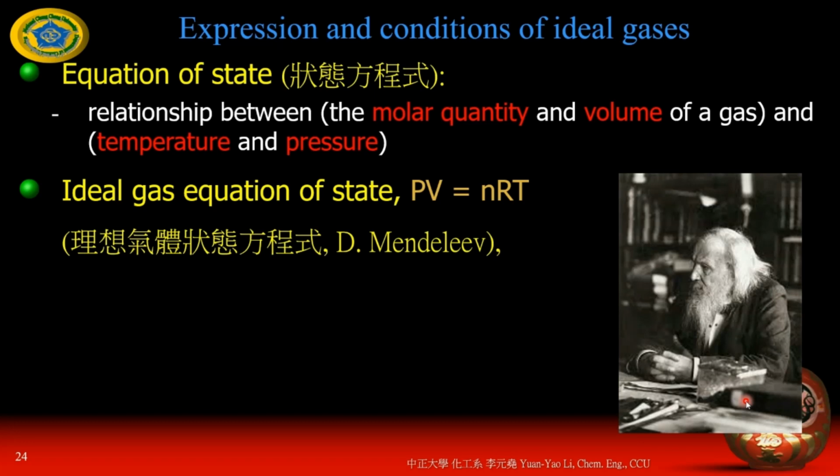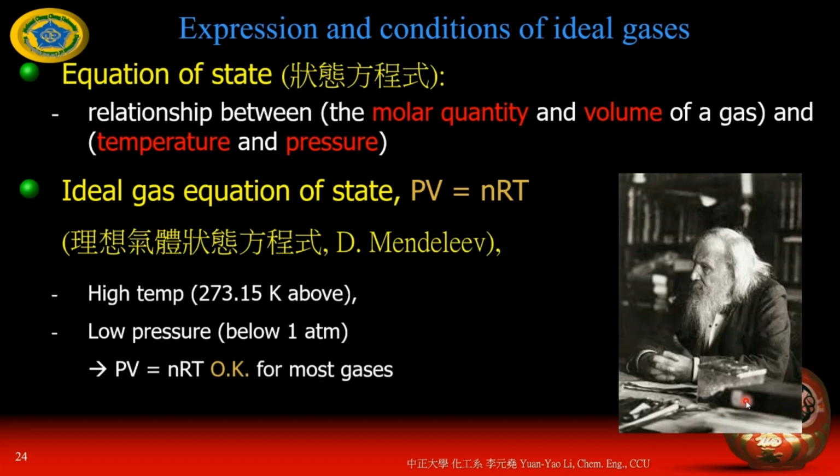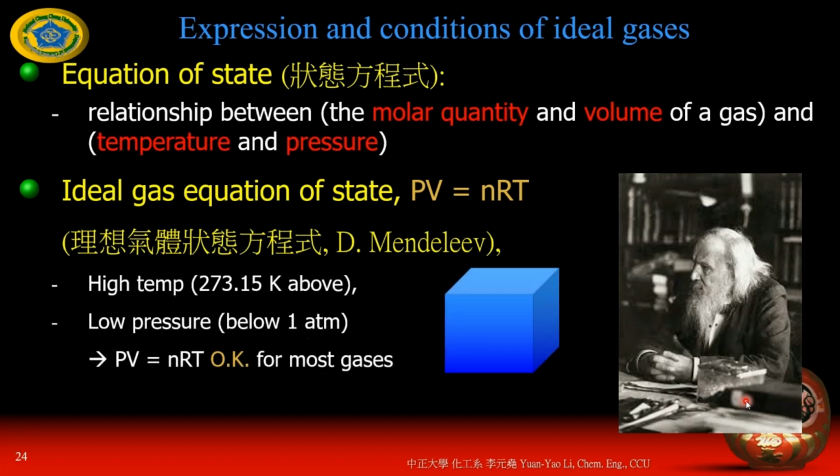In chapter 5, you will learn a lot of equations of state. Most importantly and basically, PV equals nRT is the one you need to know. So what are the conditions for ideal gases? If you have ideal gases, that means you might have some conditions for non-ideal gases. For the ideal gas, the gas needs to be at high temperature. How high?